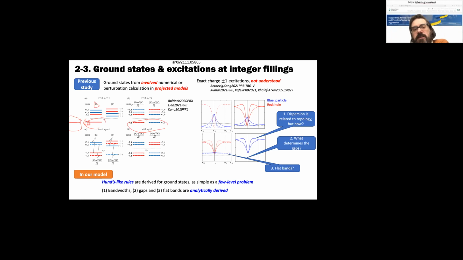And then it turns out that at filling 2, polarizing spin and valley is not the one that wins, but polarizing kind of a linear combination, which is called the intervalley coherence state, is the one that wins, etc. Okay, so these rules for the ground states at integer filling come from strong coupling.